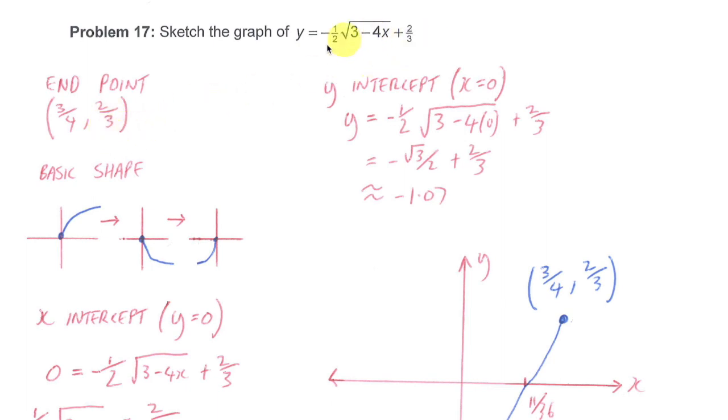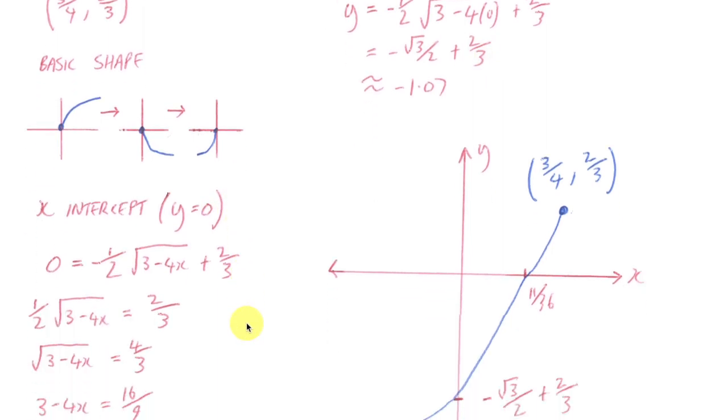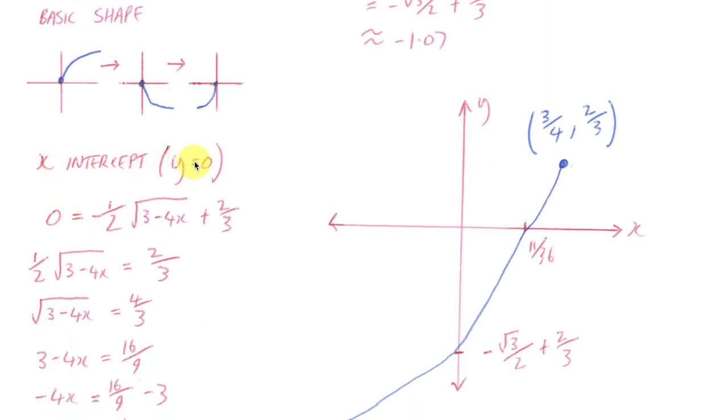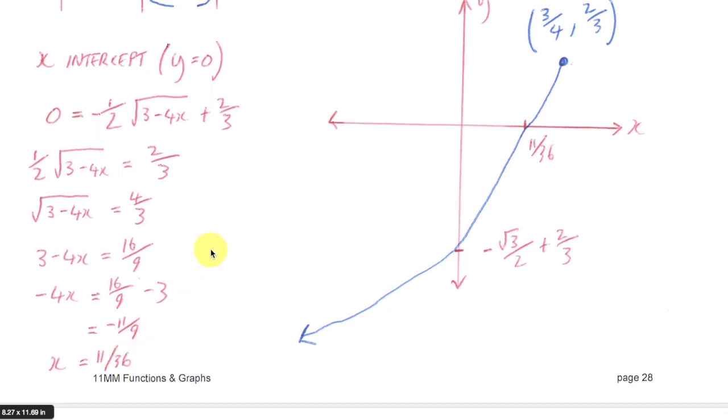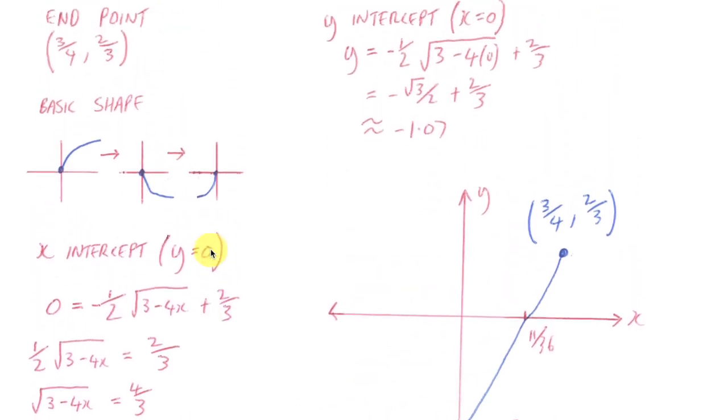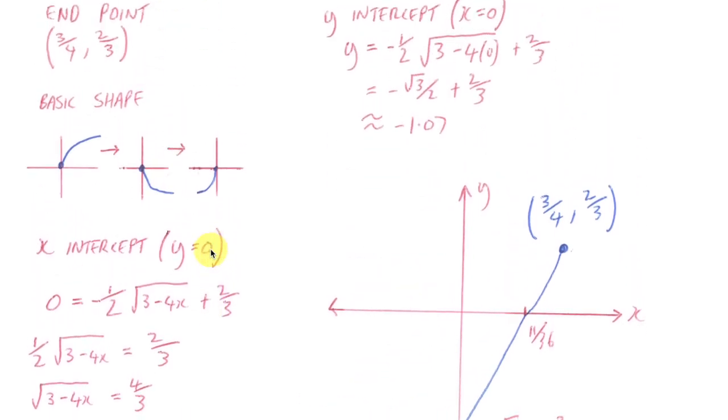Solving for x inside here. Y-intercept, make x equaling 0. I get that exact value. X-intercept, make y equaling 0. And I produce x equaling 11/36. What's interesting is the basic shape. I have a double reflection. So this is the standard. Then I'm reflected in the x-axis, and then I'm reflected in the y-axis, so I get that shape.